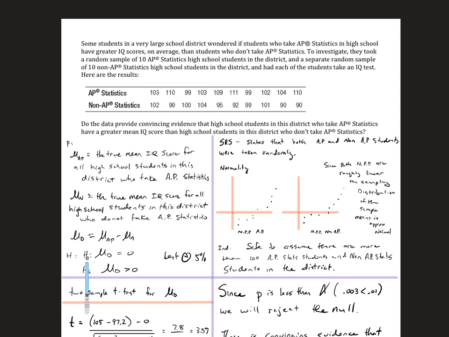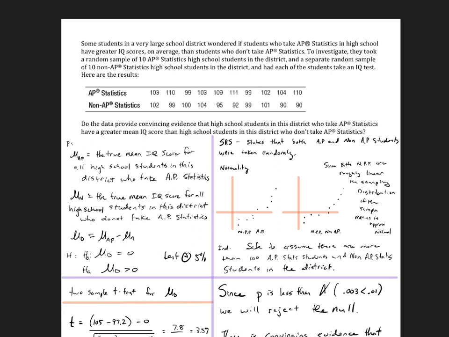So I get to the null hypothesis that the difference is 0. The alternative was in the question is that they believe that the AP students have a higher IQ score than non-AP, so they say that the mean difference is going to be greater than 0. No significance level was given, so I'm going to test at the 5% value.